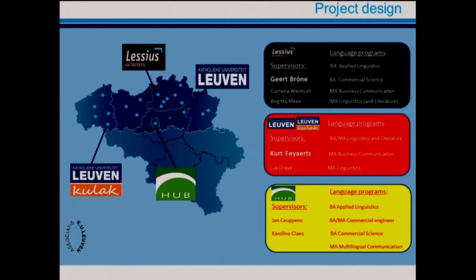Leuven. Now, you might ask yourself why we chose German. Well, as you can see, there is a whole list of various language programs which are involved in this project. So you have very small ones, but also applied linguistics, commercial science, business communication, literature, commercial engineers, and so on. So this is one factor, and the second one is we deal with a relatively small population of students that take German courses. So German constitutes really an ideal test environment to implement this new educational technological tool.